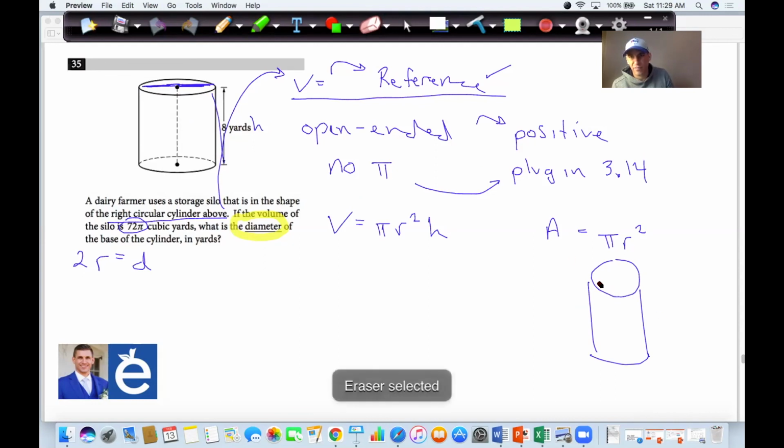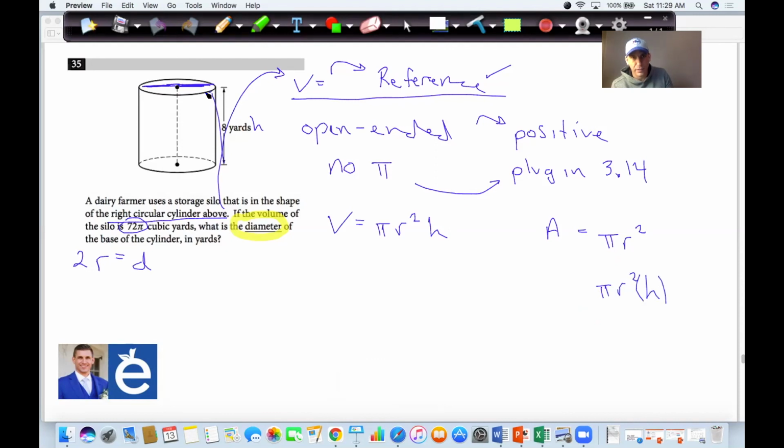Okay, so here I have my pi r squared, that's the area of a circle. The moment that I add an h, pi r squared h, now I'm doing this times every little section of the, so that's why it becomes the volume of a cylinder now. So you just want to notice how certain equations connect to each other. So 2r equals d, and I have 72 pi equals pi r squared h.